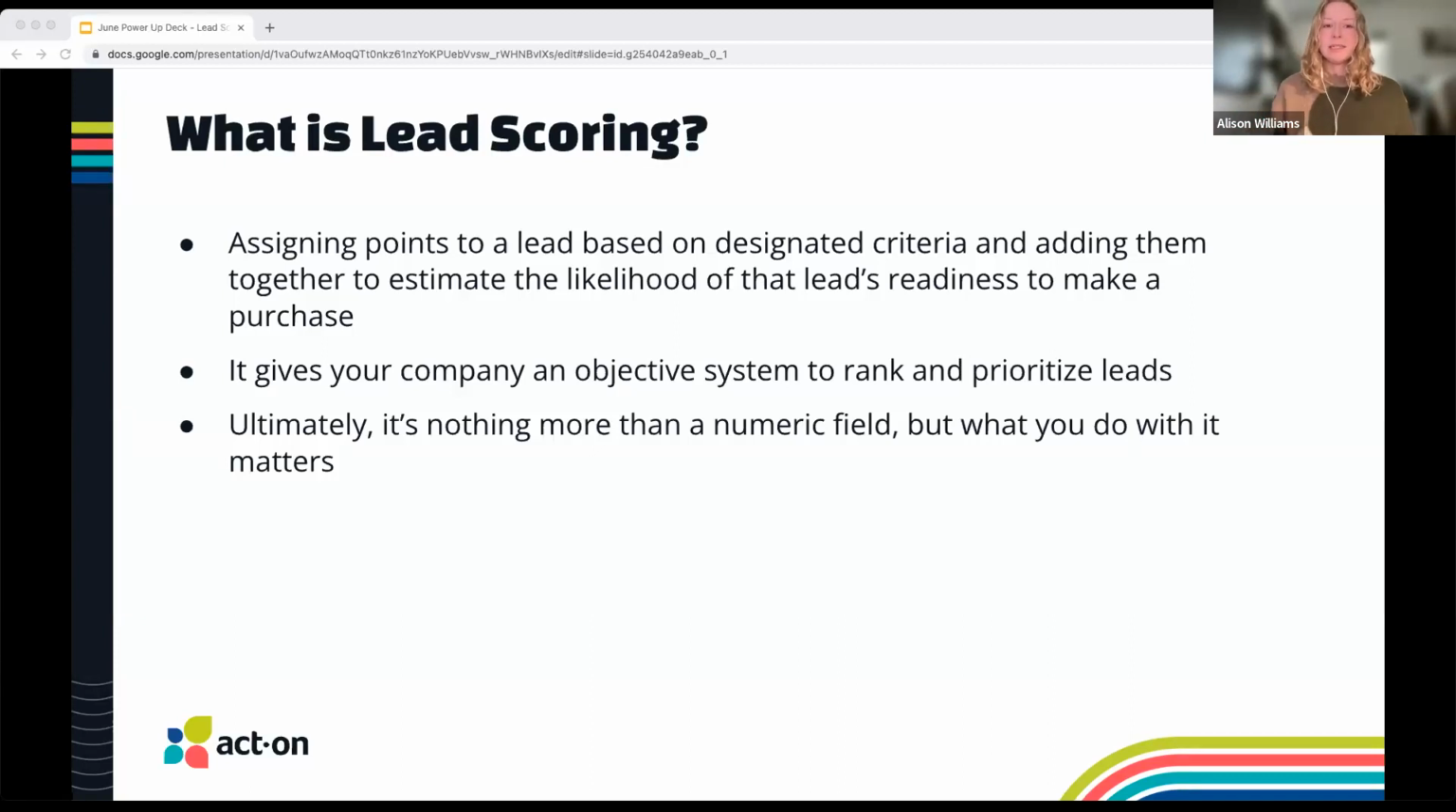Lead scoring, in essence, is a system that assigns points to a lead based on designated criteria, and it adds the points together to estimate the likelihood of that lead's readiness to make a purchase from you. So it gives your company an objective system to rank and prioritize leads. But there are some key things to remember here. First, it is an estimate. There are many factors involved, and we want to consider those when we determine a lead's readiness to buy. And then ultimately, it is just a numeric field. It's a number. It's not good, it's not bad, but what you do with it matters.